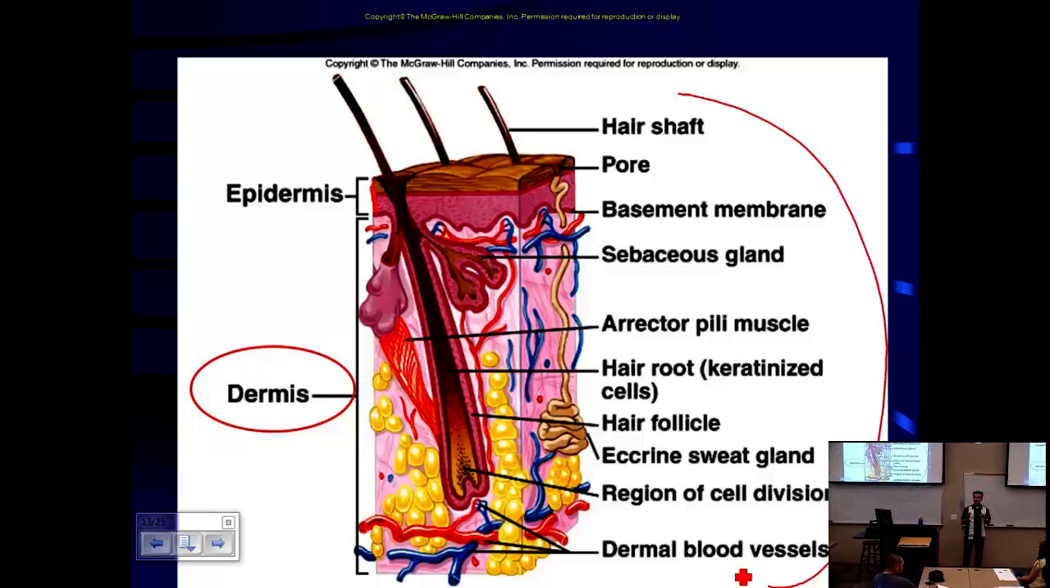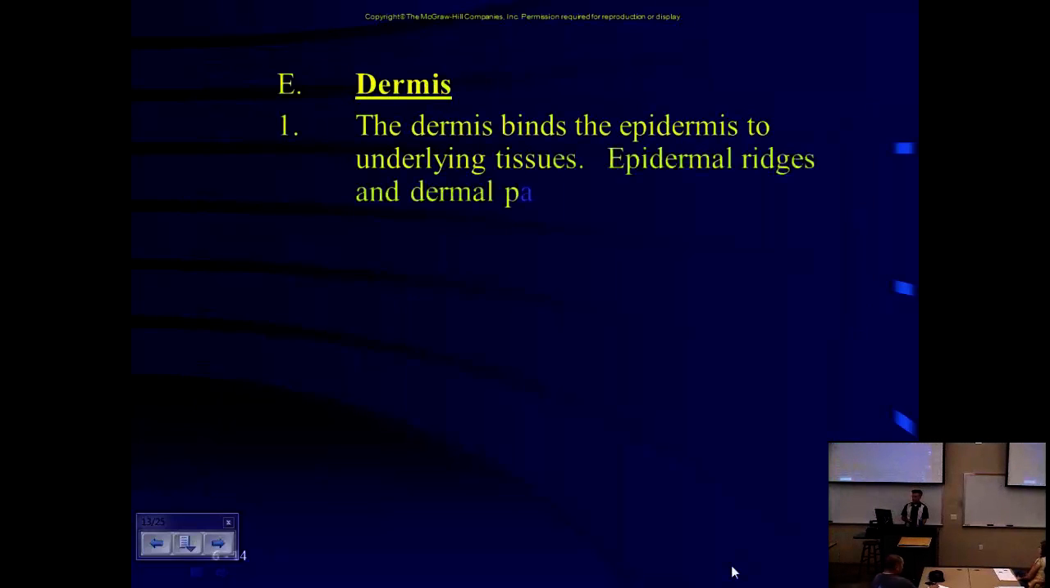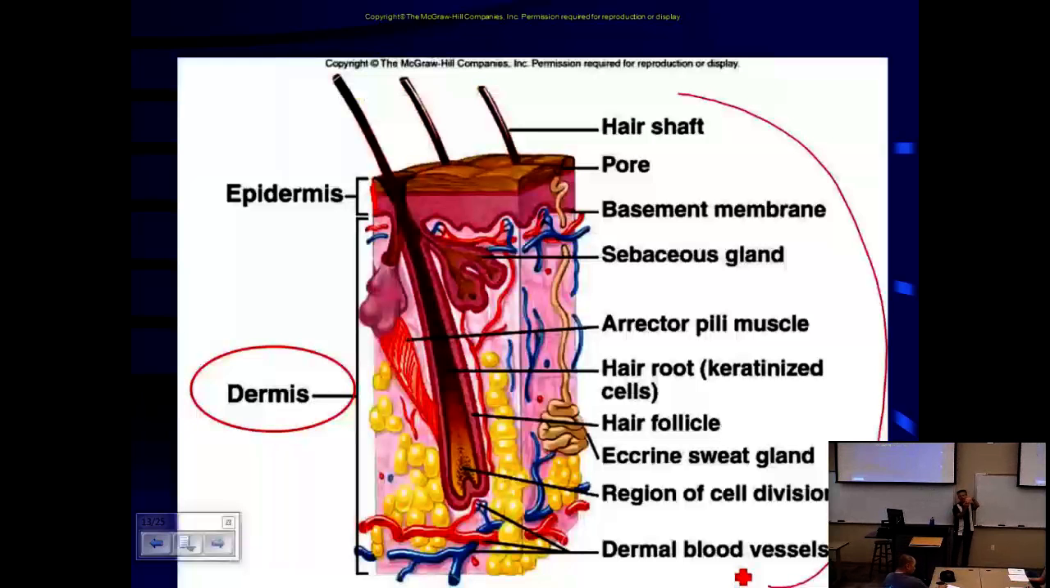So you need to know about these things that are called accessory organs of the skin, like erector pili muscles, hair follicles, even things like nails, etc. Okay, so dermis. The dermis is under the epidermis, and it attaches the epidermis to, for instance, the subcutaneous fat. There are actually ridges between the dermis and the epidermis that work to keep them attached.